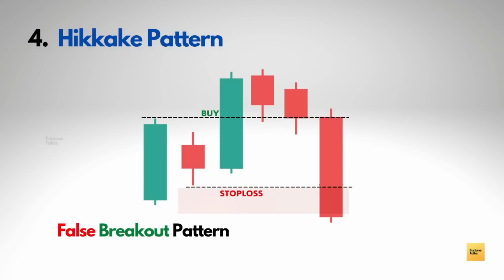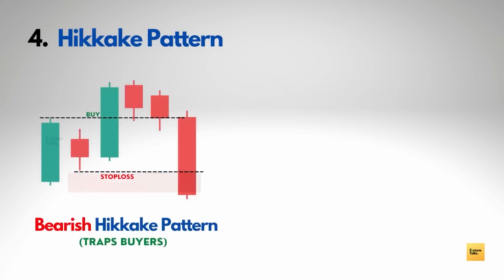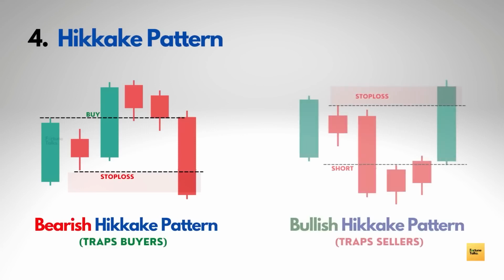Now there are two variants of the Hikake pattern. The first type is a bearish Hikake pattern, which actually entices the bulls or the buyers into buying and then traps them and makes them hit their stop loss. The second one is the bullish Hikake pattern, which actually entices the bears or the sellers into shorting the market, only to trap them and reverse the price against their position.